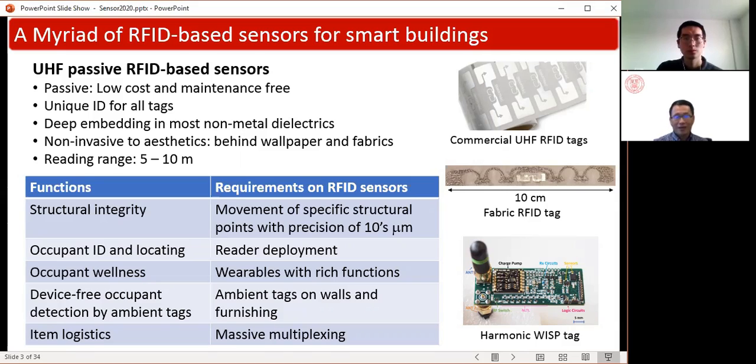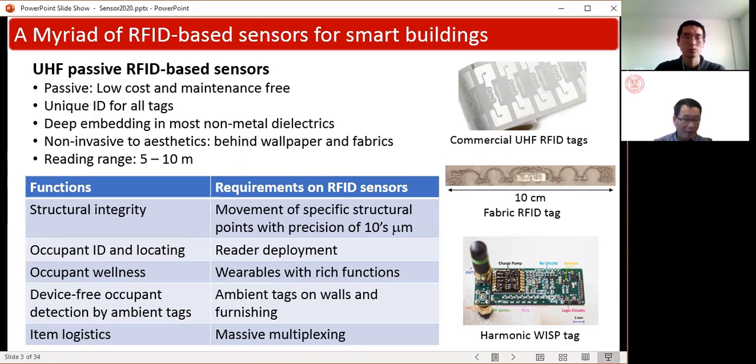And a passive tag can be totally non-invasive to aesthetics because it can be behind wallpapers, fabrics, and curtains, and still be able to interact with the readers. The typical reading range for UHF RFID is 5 to 10 meters, sufficient for most room segments. On the right, I show different possibilities. There are paper-based tags. You can implement your tags on fabrics, or for a prototype, you can do it on PCB.